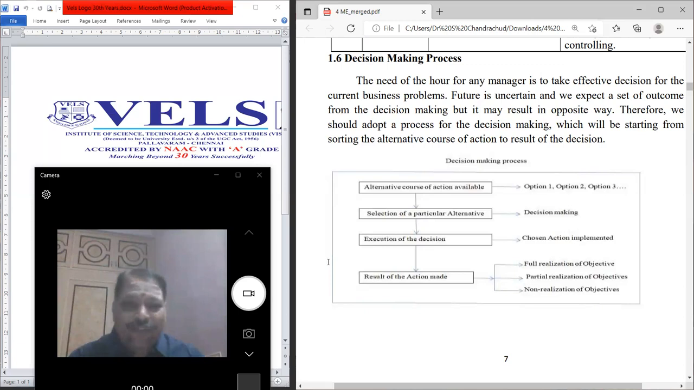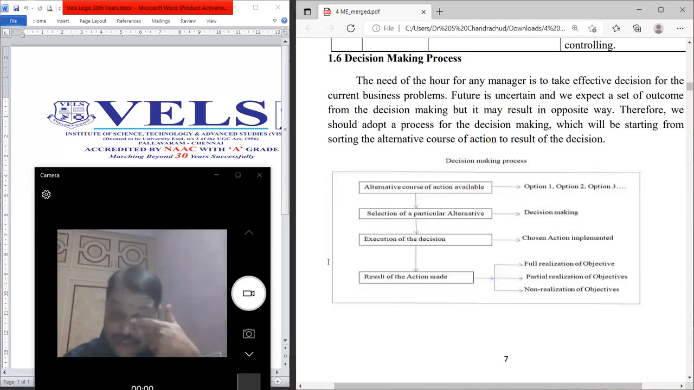How? There are 4 different stages. First, we should know what all the alternative courses of action available are, the number of alternatives for giving a solution for a problem. Option 1, option 2, option 3, option 4, like that. Out of the list of options, we should select a particular alternative which is feasible, economical, and the right decision. So out of the different alternatives, we should choose the best.